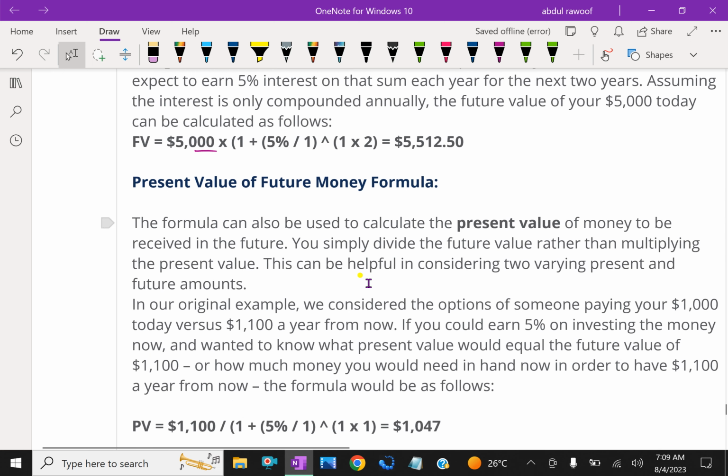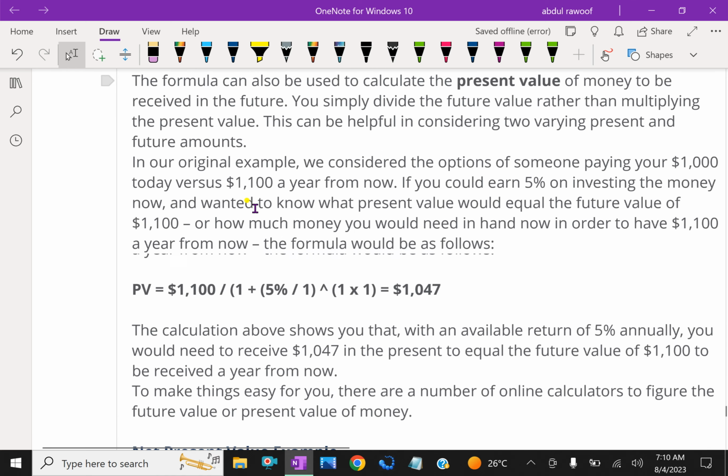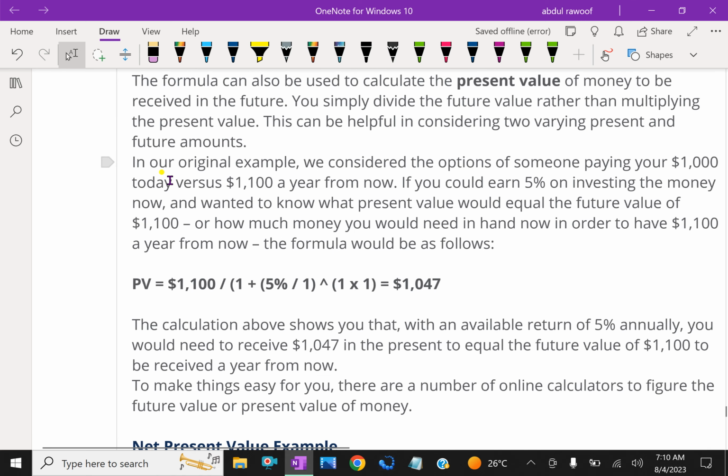Present value of future money formula. The formula can also be used to calculate the present value of money to be received in the future. In your original example, what we got before, we considered the options of someone paying you $1,000 today versus $1,100 a year from now.